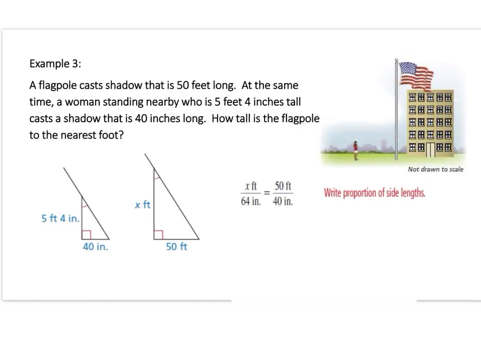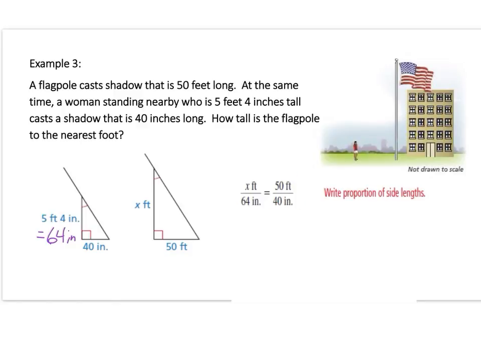Once you have your picture, it makes it a lot easier to set up your proportion. So we have x feet over 64 inches. Your 5 feet 4 inches had to get converted to all inches, so 5 feet times 12 would be 60, plus the 4 is 64. So that's where we got the 64 from. And then we have 50 feet over 40 inches for our second ratio.